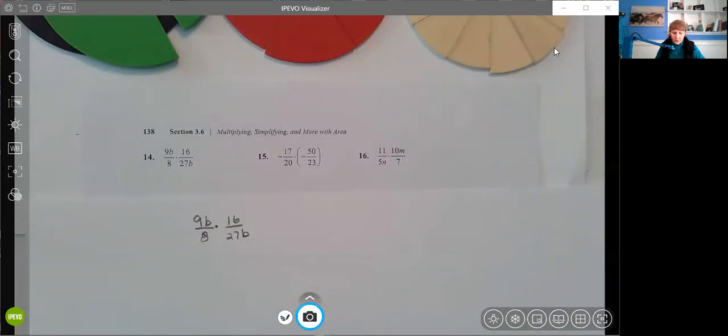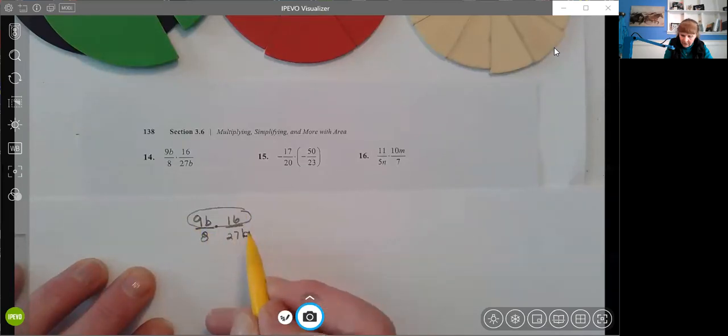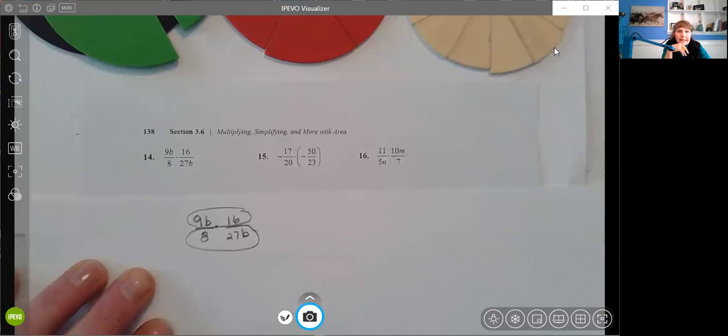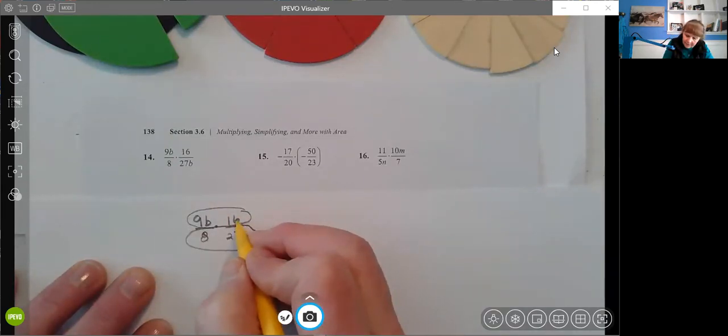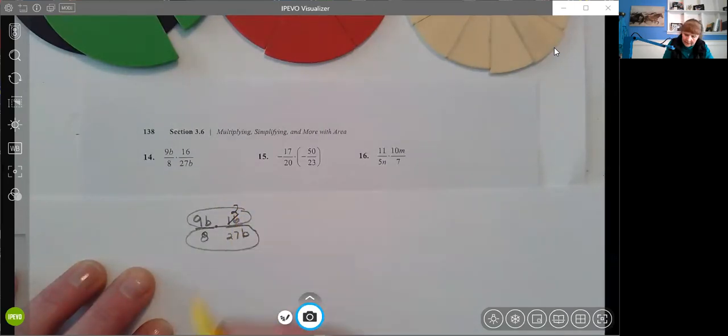Now, anything in the numerator can reduce with anything in the denominator. Anything here can reduce with anything here. Well, let's look at the 16 and the 8. All right, I know that 8 goes into both of those. So I'm going to divide them both by 8. So divide this by 8, I get a 2. Divide this by 8, I get a 1.